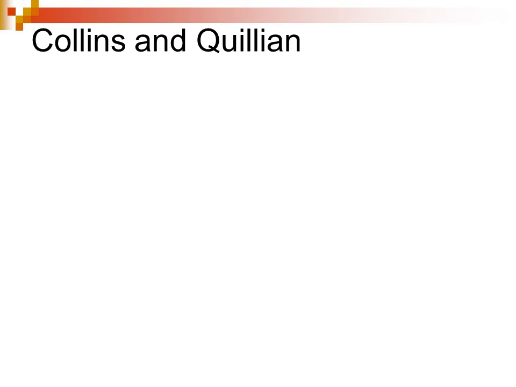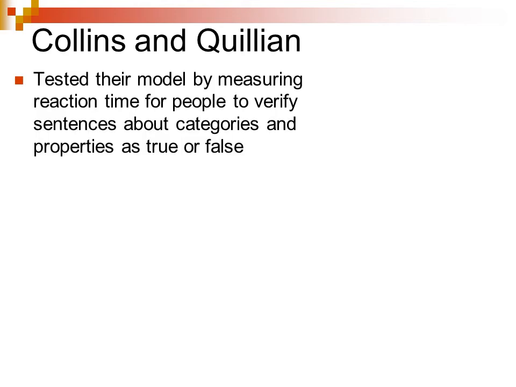After developing the model, Collins and Quillian conducted a study to test it. The idea is that their model is meant to simulate human semantic memory, so they wanted to see if their predictions turned out to be true, if humans behaved the way their model predicted they would. What they did was they tested their model by measuring reaction time for people to verify sentences about categories and properties as true or false.